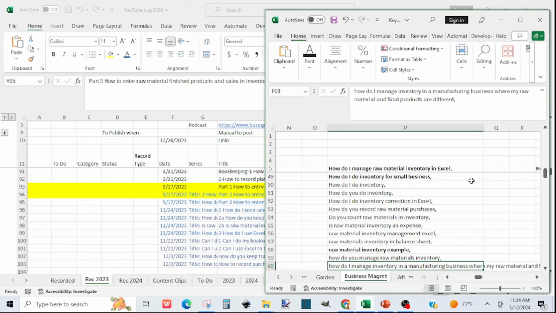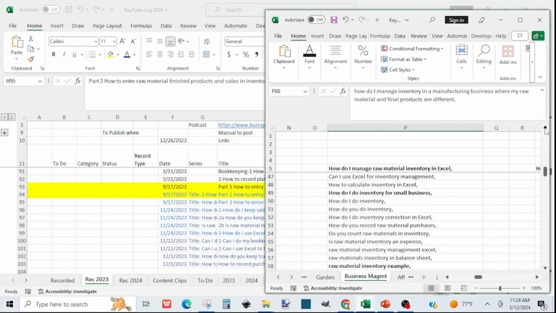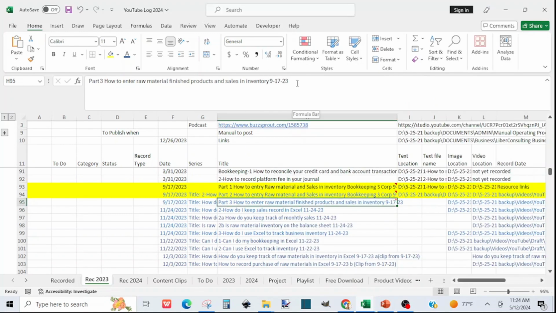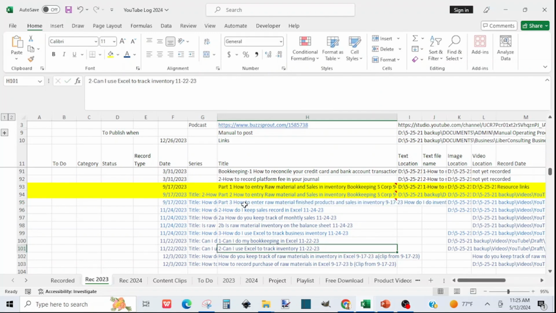How to do inventory for a small business? How do I do inventory for a small business? And that is okay. Yeah, and that is okay. How do I use Excel to track inventory? What do I use here? How do I keep sales records in Excel? How do I use Excel to track inventory?